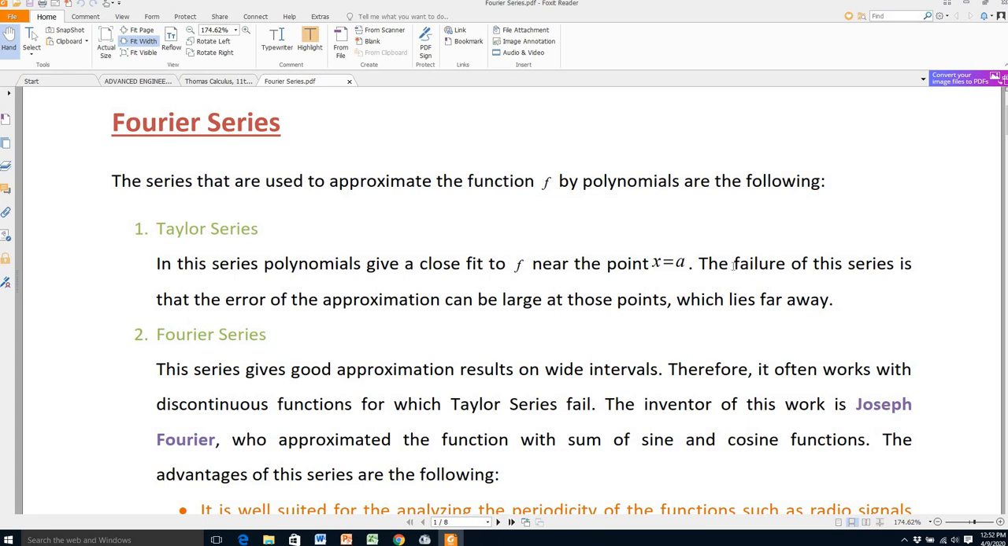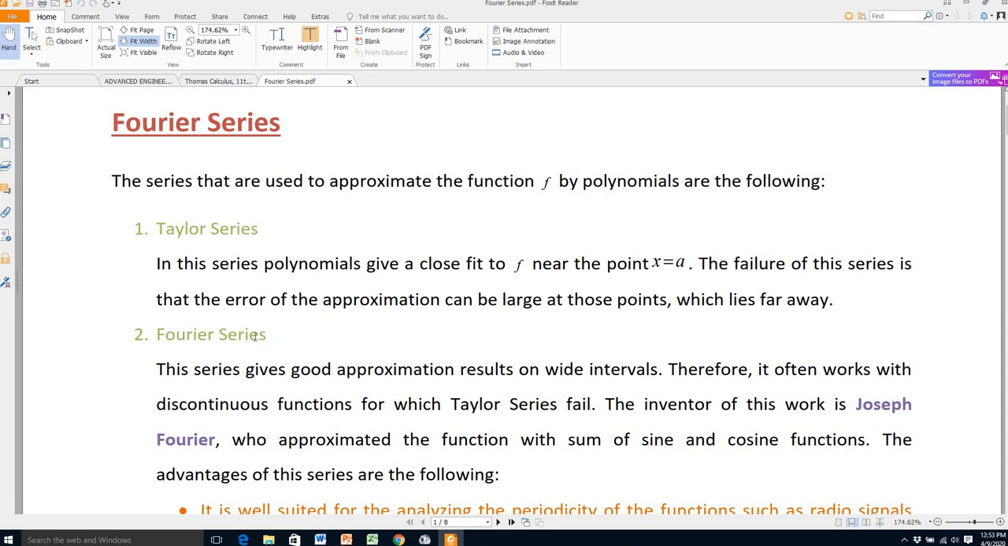does this series become a failure? It fails at those points where the error of the approximation can be very large, at those points which lie far away from x is equal to a. This is the way. That's why this series fails.